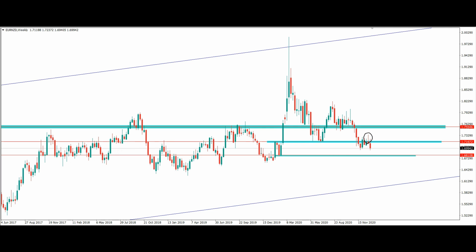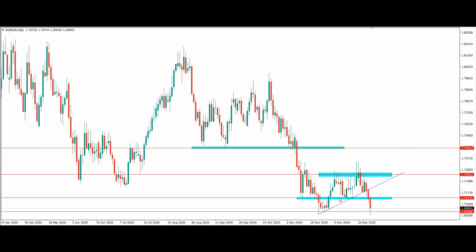So with that kind of rejection, what we expected was the continuation lower to the first weekly level of support at 68.10, and we can see that the move has already started. So this coming week, we expect the price to just continue lower to 68.10. So that's what we have from the daily time frame.